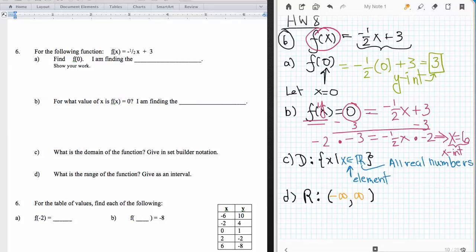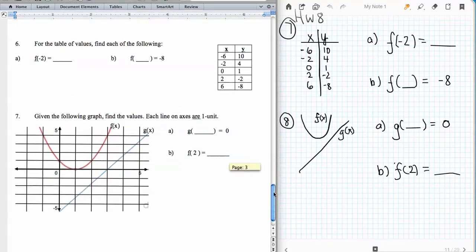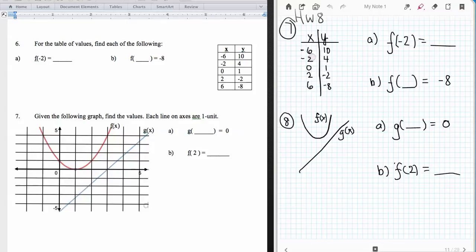All right, now we're moving on to what should be problem number 7, but is noted as problem number 6 on here. So this one should be 7. What we're looking for is using this table of values to give us functions. So this says, what is f of negative 2? To find that, I'm going to find negative 2 for my x, and then I'm going to say, okay, what is that value of the function? Remember that y is the f of x value. So this is my value when x is equal to negative 2. So my answer here is 4.